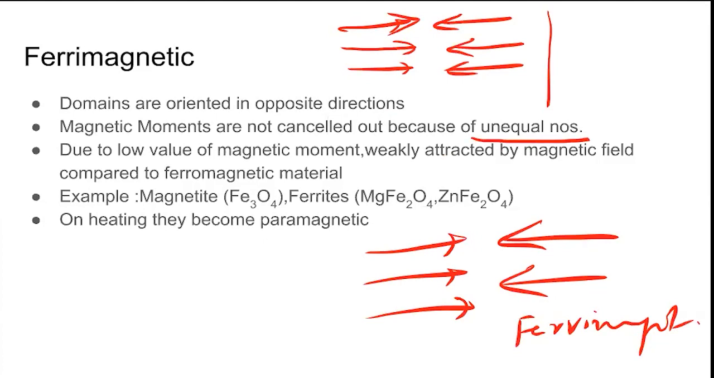They are weakly attracted by a magnetic field compared to ferromagnetic. Ferri is weak. Ferro is strong. Examples are all the ferrites and magnetite. Both are iron compounds. Magnetite is an important iron ore. And other ferrites like magnesium and zinc ferrites are there. On heating, they become paramagnetic.